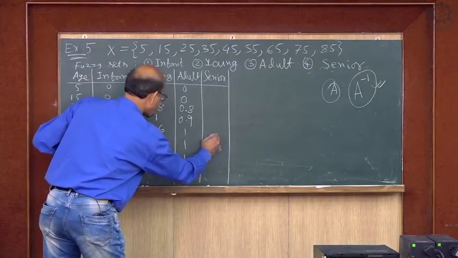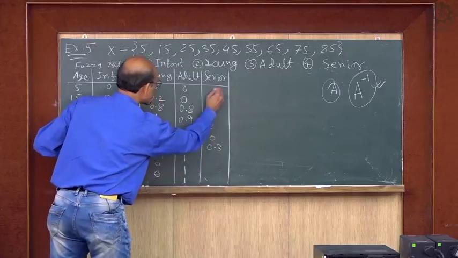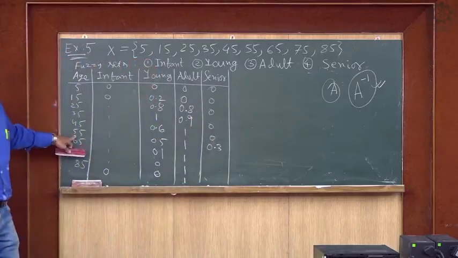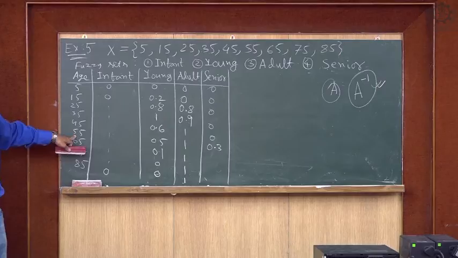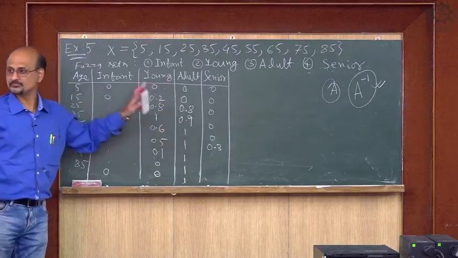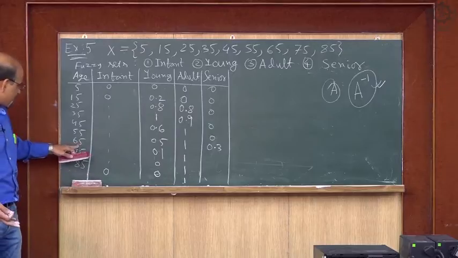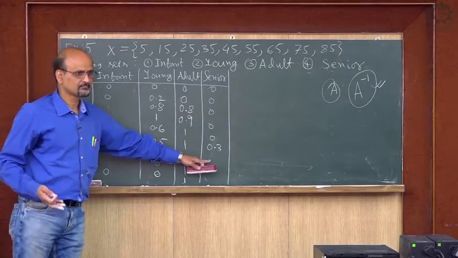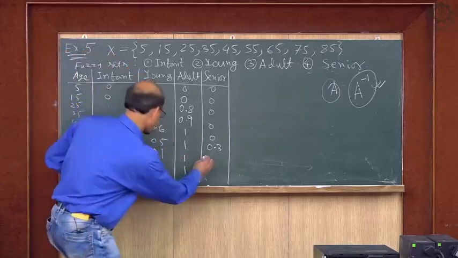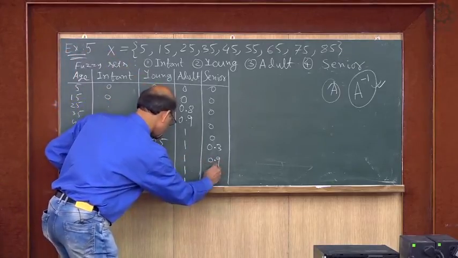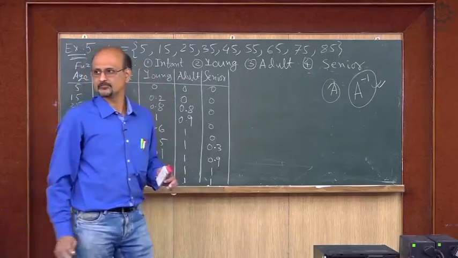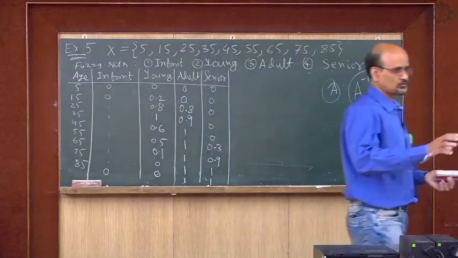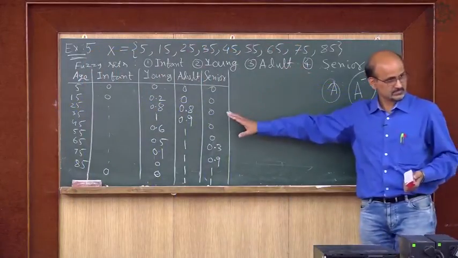But before that, these are all 0, since they will not get a concession in trend. So these are all 0, and now this is 0.3. So 65 is what? 0.9 or 0.99 or whatever. So I can take 0.9 and then 1. Understood? So that is how to make these fuzzy sets.